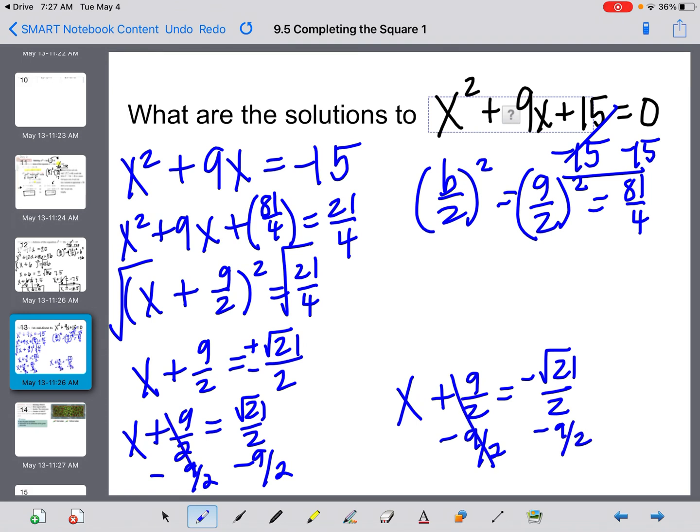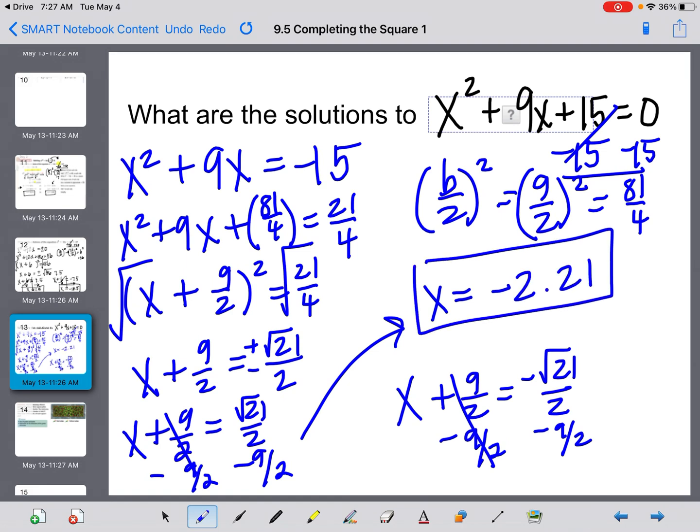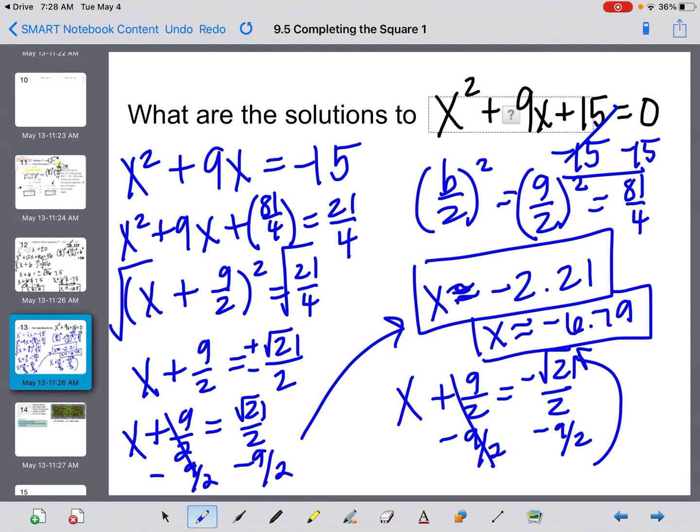So over here, I'm going to bring it up here so you can see it. x is equal to about negative 2.21. And this one right here is x is approximately negative 6.79. Okay, hopefully you were able to get something close to that at least, because now we're going to move on to word problems.